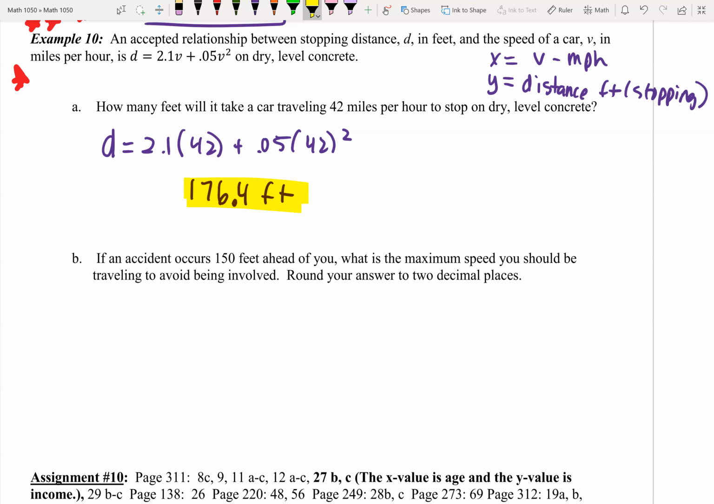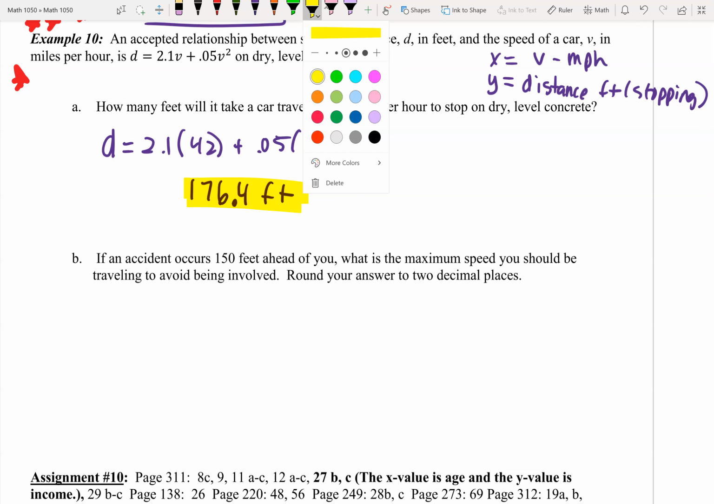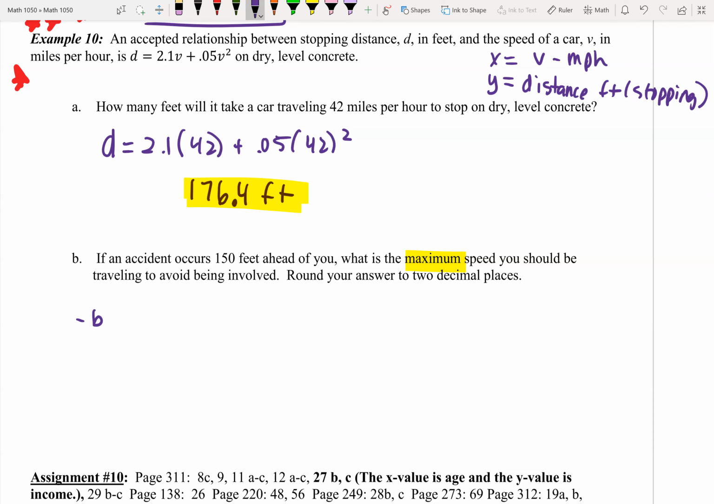This is the one that was so bad. Look. Don't write what I write for a minute. If an accident occurs 150 feet in front of you, what is the maximum speed you should be traveling to avoid being involved? Round it to 2 decimal places. Look what my students did. Maximum, negative b over 2a, blah, blah, blah. And it was wrong. And they lost it. So look, I hate that they do this. And I actually asked them if they could reword it to prevent that confusion, and they didn't. And so we just have to overcome it.